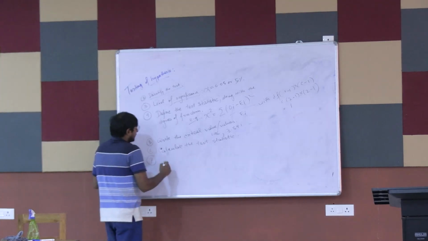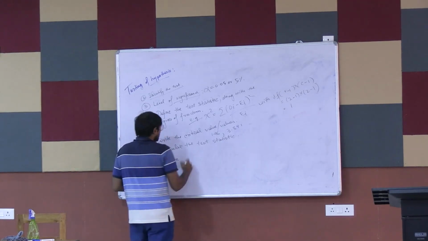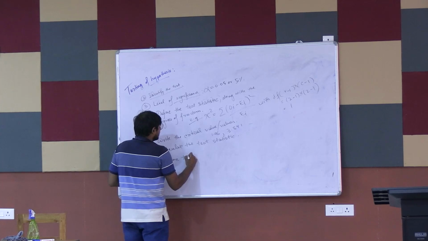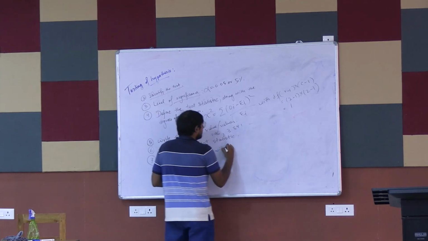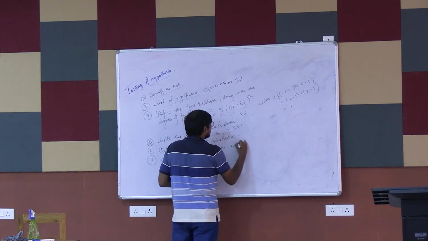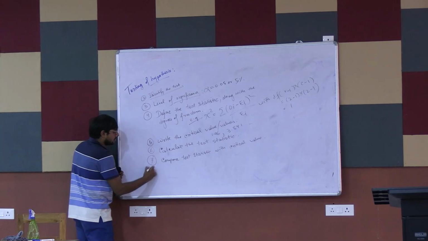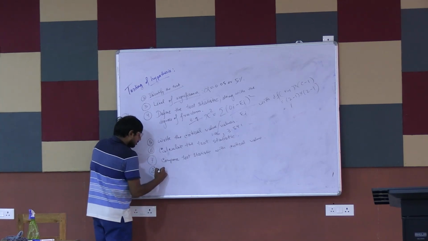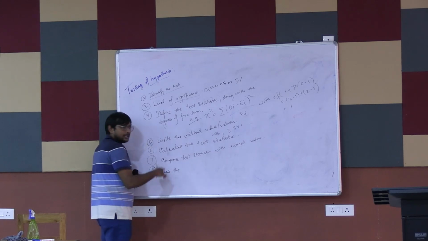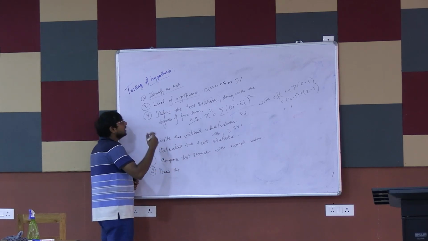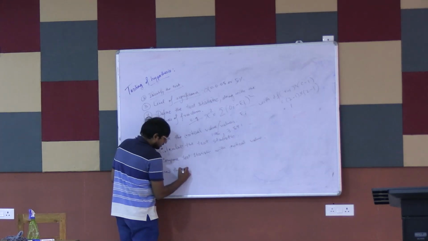After that, the next step, compare the test statistic with critical value. Draw the results of the test. Like draw, as in you don't have to draw anything. You have to say whether you are accepting the null or rejecting the null, whatever be it. I am going to write that also. Wait.